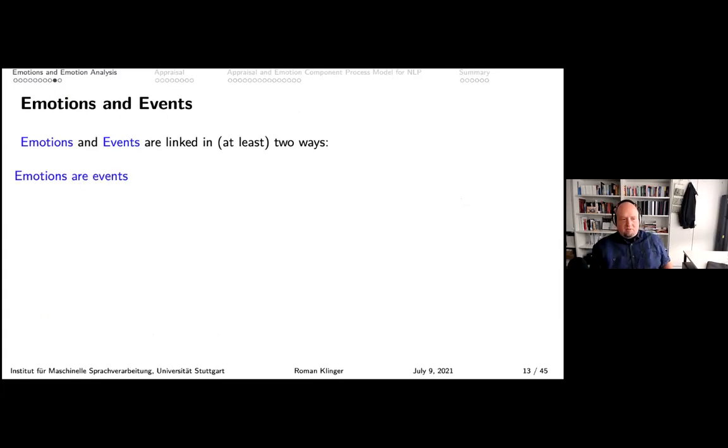So emotions and events seem to be related and seem to be affecting each other. And I think they do in at least two ways. On the one side, emotions are events. So when you feel an emotion, this is an event. And on the other side, events cause emotions. So this is perhaps a circular relation between these two things.